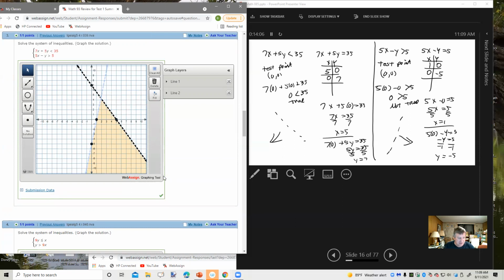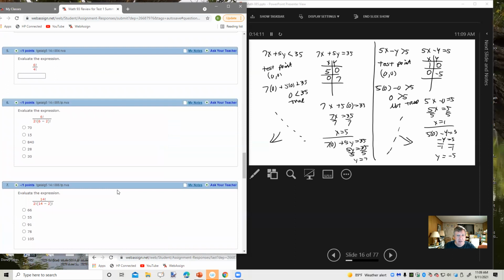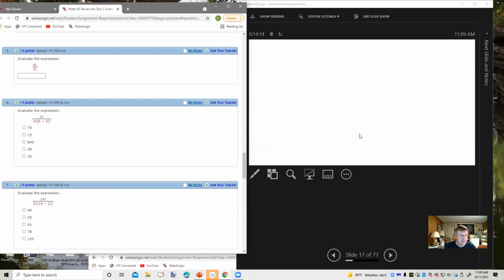And now let's take a look at some stuff from chapter 14. 14.1 was factorials. So let's see, we've got 6 factorial over 4 factorial. Recall that 6 factorial is 6 times 5 times 4 times 3 times 2 times 1. 4 factorial is 4 times 3 times 2 times 1. 0 factorial equals the number 1.